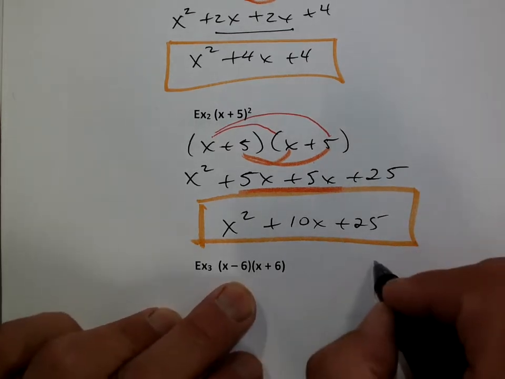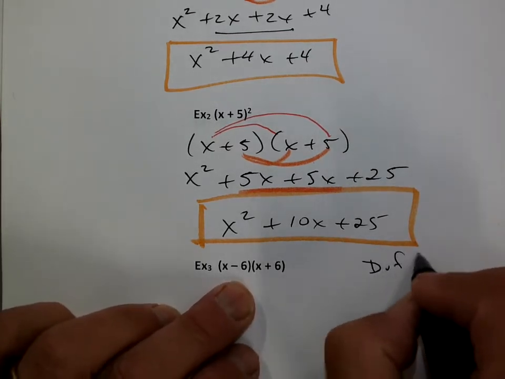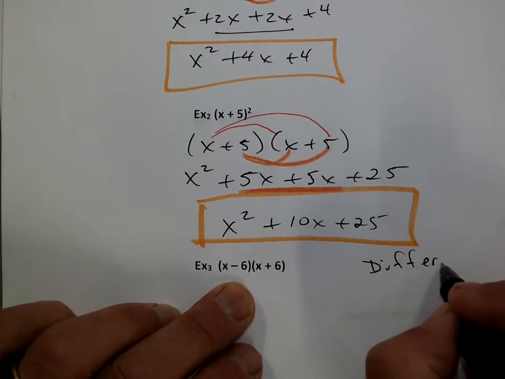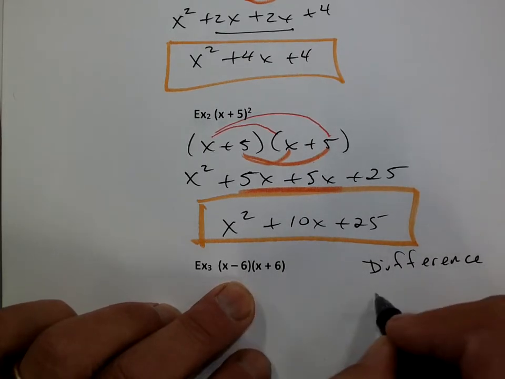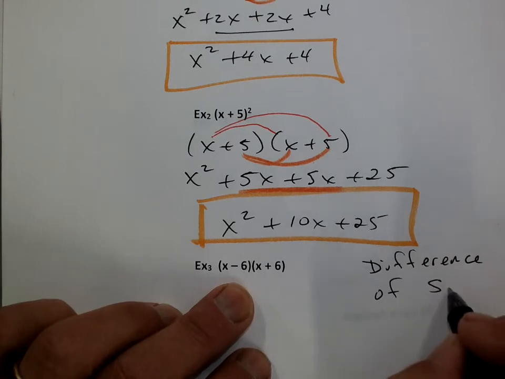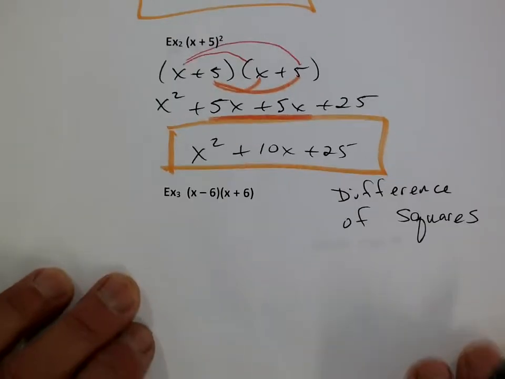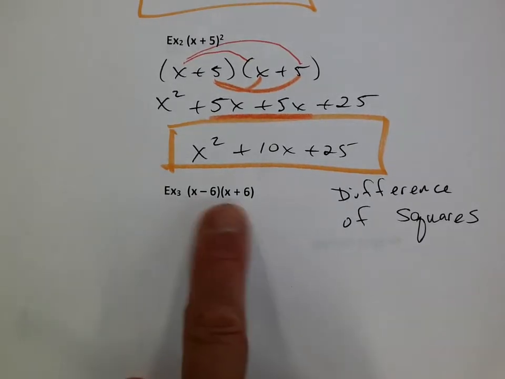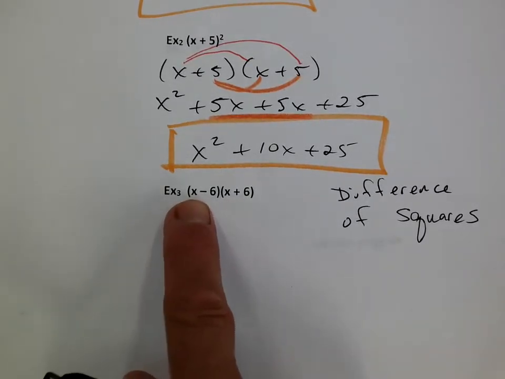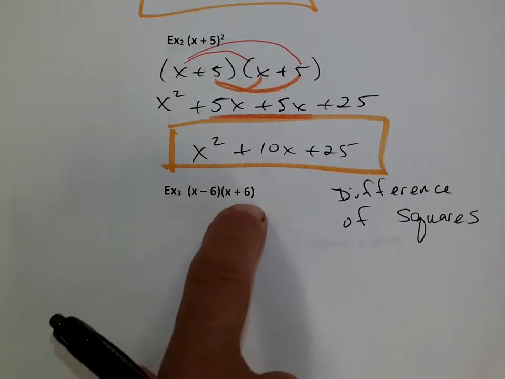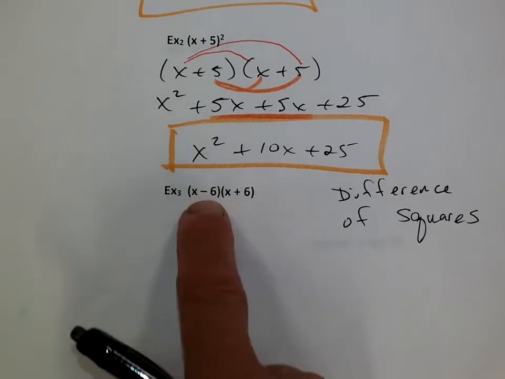Now, example 3 is different. We're going to call this one difference of squares. You see, it's different because it's not really multiplying by itself. x minus 6 times x plus 6 is different. But something will happen because these 6's will cancel out.